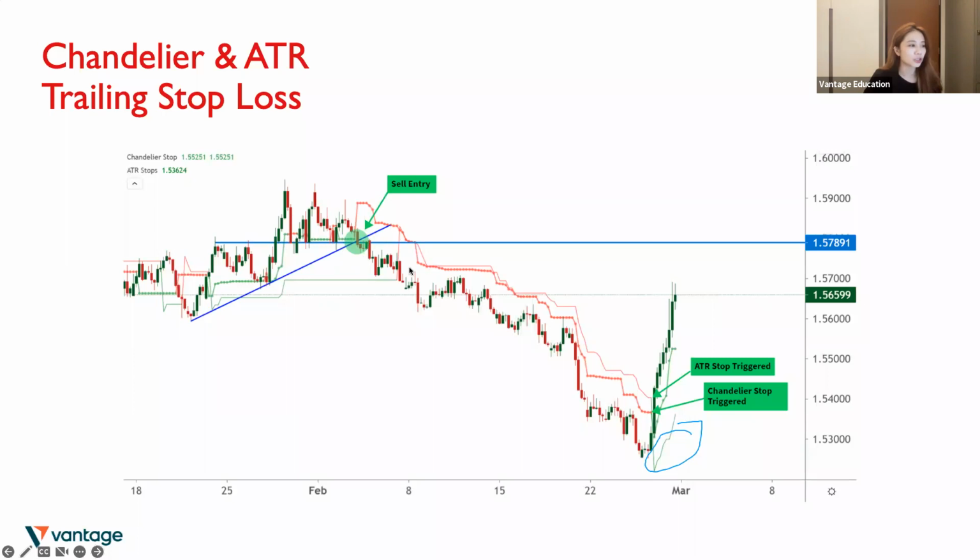So Chandelier is actually something like a moving average. It's just that its movement is way steeper, and it will capture every single bounce and peak of the price movement, which gives it slightly more accuracy.